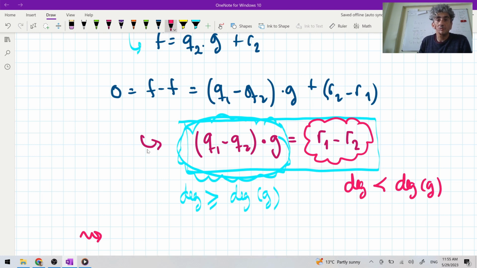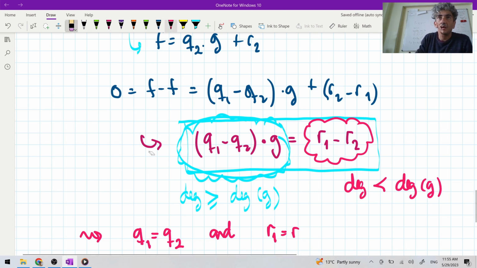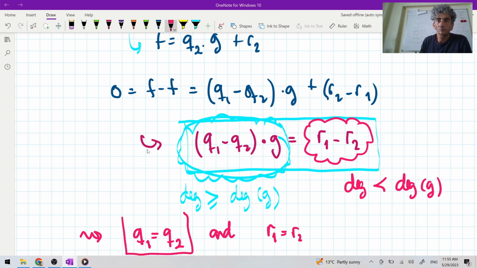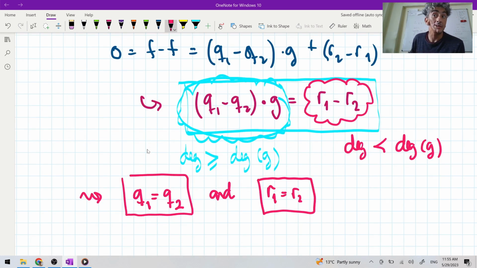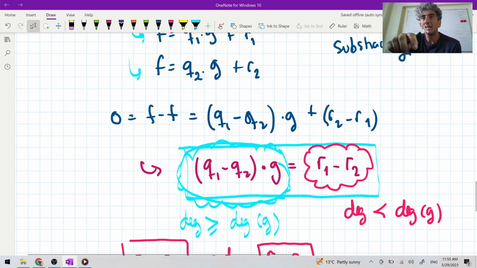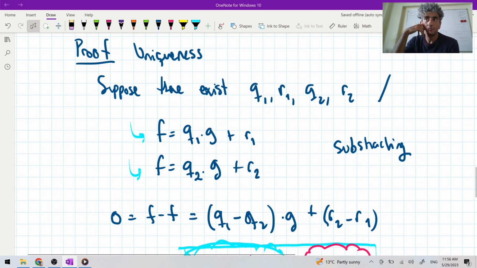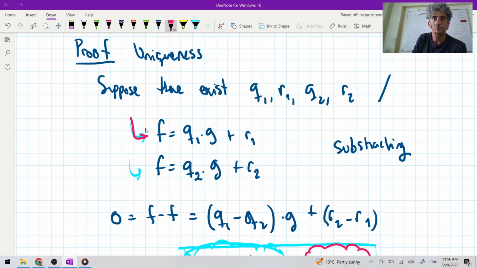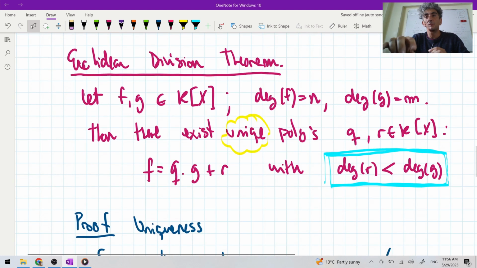Okay, so what we need to say now is that the only way this equation can subsist is that Q1 is actually Q2 and R1 is actually R2. This is the only way this equality can hold because of the degrees, right? So we're going to have distinct pairs Q1, R1, Q2, R2 such that F can be written in this fashion. So there we have uniqueness. Okay, if we can write it in this way, it's a unique way of writing that polynomial F. So with uniqueness out of the way, we need to establish the existence of Q and R.